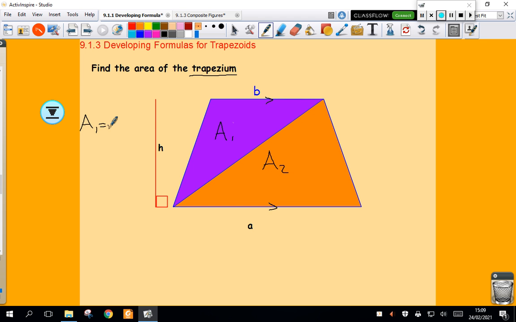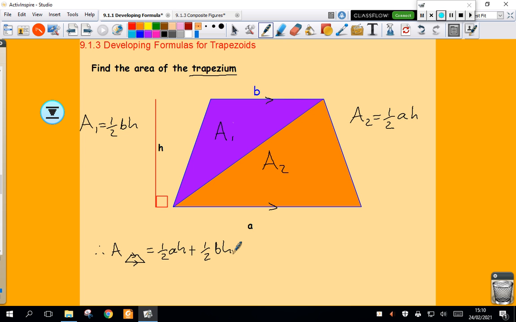A1, remember we said the area of any triangle is half the base by the height. So A1, that first area, is going to be half of this base, the little base, multiplied by this height. And A2 is going to be half times the big base here, A, times the perpendicular height, which is H. So the area of the trapezium is going to be 1/2 of AH plus 1/2 of BH, where A and B are the big and little bases respectively.